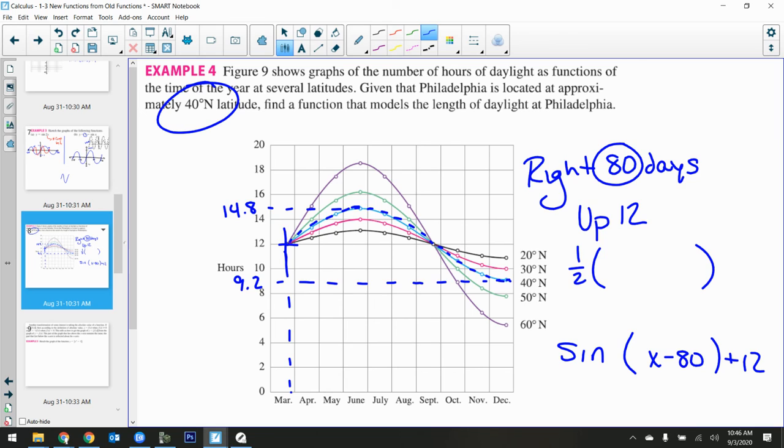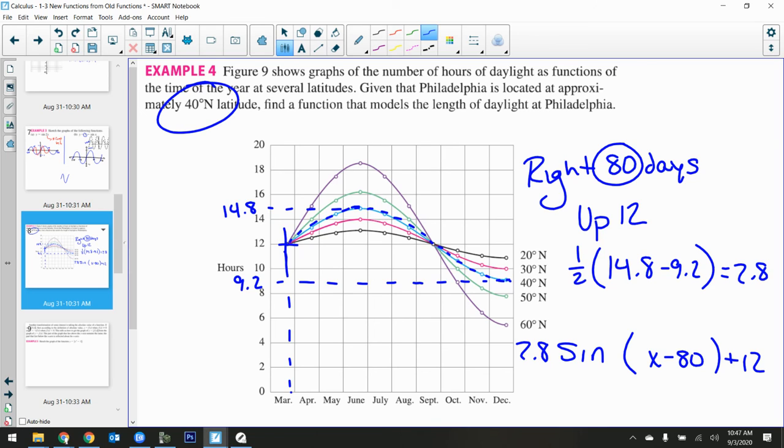So let's take the average of the difference here. 1/2, 14.8 minus 9.2. That gets us 2.8. That is the vertical stretch of it. So where does that go? Does that go inside or outside? Outside. Okay, that would be the change in amplitude.